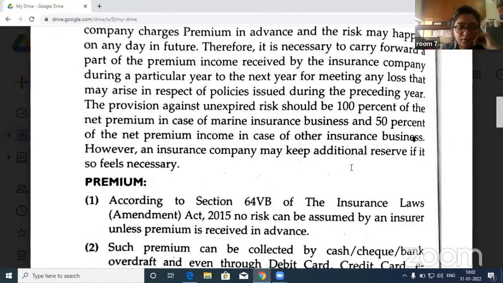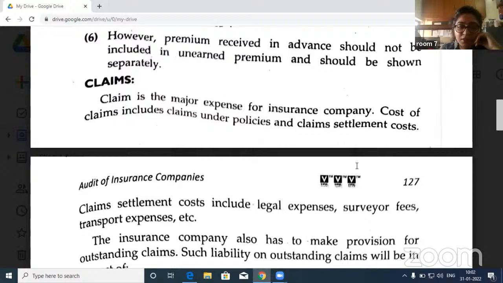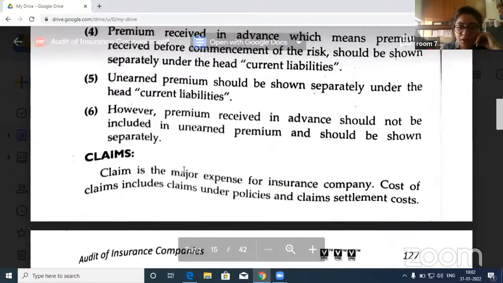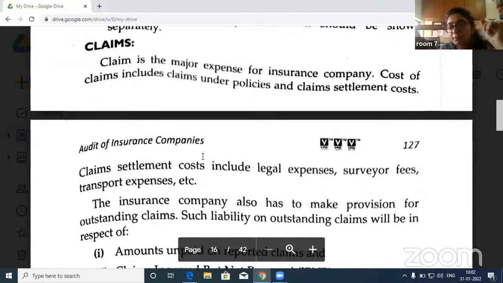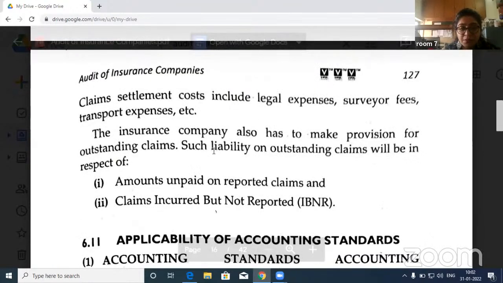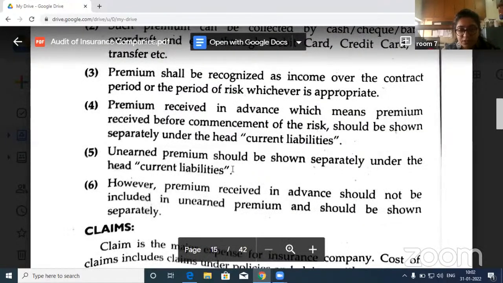Okay, I told you what is premium, what is claim. So schedule number 1 is your premium. Schedule number 2 is your claim. Claim is the biggest expense for a company, and premium is the biggest income for a company. Okay, so there is a huge difference between premium and claims.